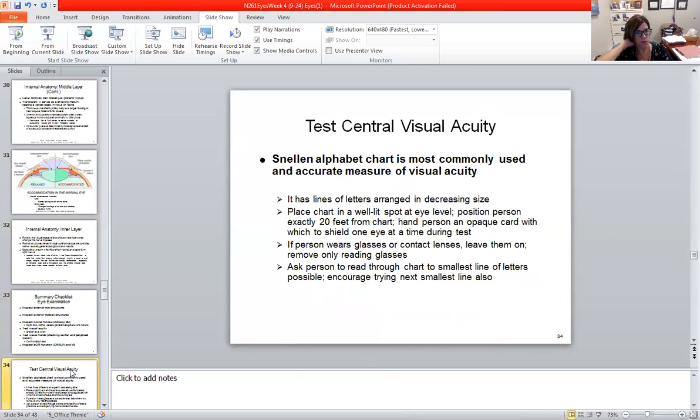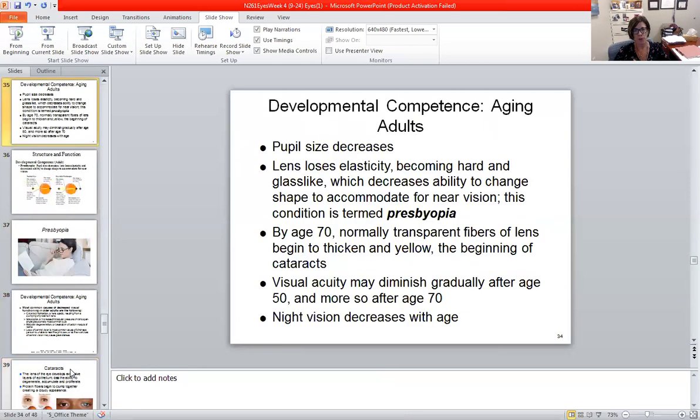Again, testing central vision is the Snellen eye chart. It's the most common thing used. It's an accurate measure of visual acuity. It has lines arranged in decreasing size. So you put the chart in a well-lit spot, and you put the patient exactly 20 feet from the chart, and the chart is aligned with measurements there. If your vision's 20/20, that means when you're standing 20 feet from the chart, you should be able to read the line that says 20. If the person wears glasses, you usually have them wear their glasses. And you want to try and encourage them. That's why some people might have 20/15 vision, that they can even see better than that.